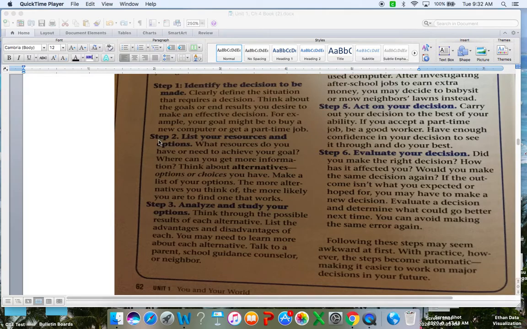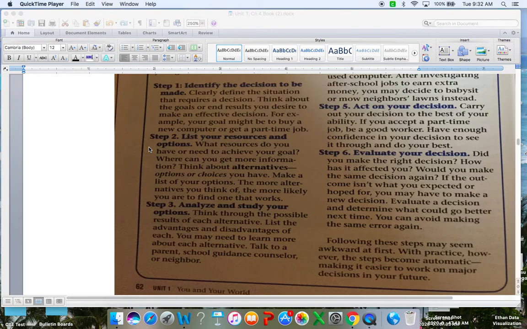Step 2 in the decision-making process is to list your resources and options. So write that down. List your resources and options. And underline the word list. What resources do you have or need to achieve your goal? Where can you get more information? Think about alternative options or choices you have. Make a list of your options. The more alternatives you think of, the more likely you are to find one that works. So step 2 is to list your resources and options. So make a list of those. Pros and cons, some people call it that. Like, what are the pros, what are the cons?